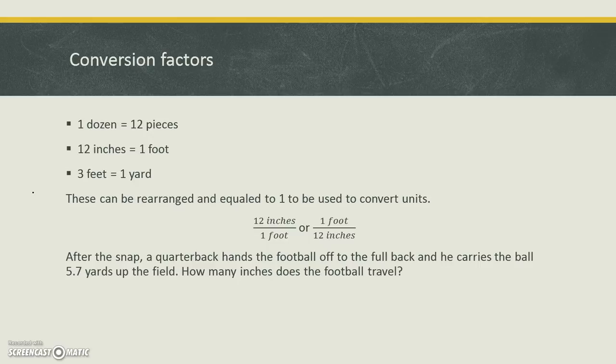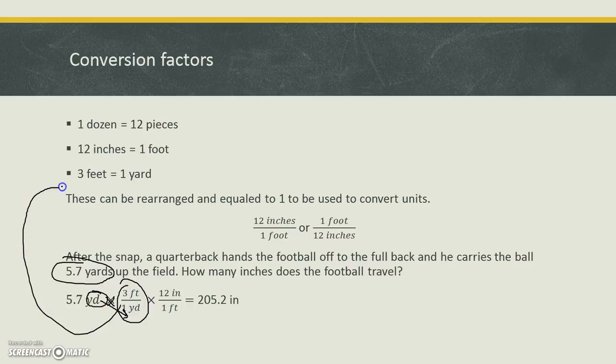Okay, so you're always going to start with the number that they give you in the problem, which just so happens to be 5.7 yards. You're going to start with that, and you're going to multiply it by conversion factors to end up getting your answer. Okay, so here we do 5.7 yards. We multiply it by this conversion factor, which happens to have the unit we want to get rid of on the bottom. 1 yard is equal to 3 feet. Where did I get that from? That conversion factor right there.